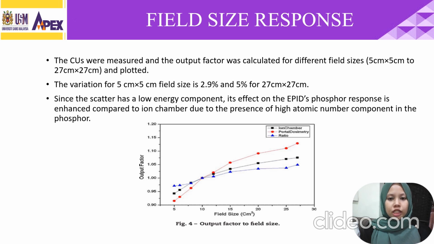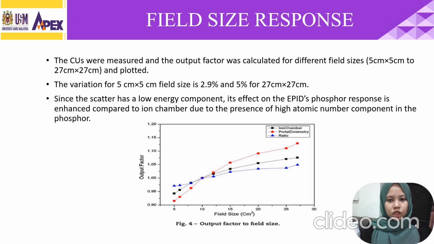The CUs were measured and the output factors were calculated and plotted against the field size. The results obtained were compared with those of the ionization chamber, or IC, measurements. The variation for the 5 cm by 5 cm field size is 2.9% and for the 27 cm field size is 5%.